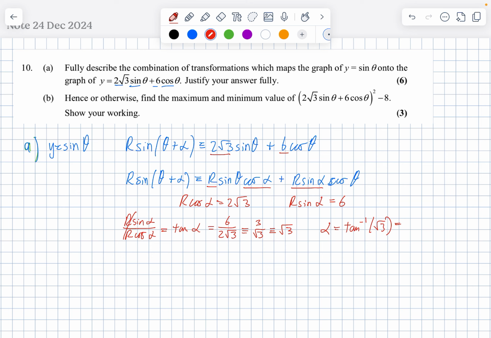And remember, in this question we are always going to use radians. So we get pi over 3. Okay, now we've got alpha. Now we need r. So r squared is equal to 2√3 squared plus 6 squared. Well, 2√3 squared, that's going to be 2 squared, which is 4, times √3 squared, which is 3. So we've got 12 plus 36. So r squared is 48, and therefore r is √48.